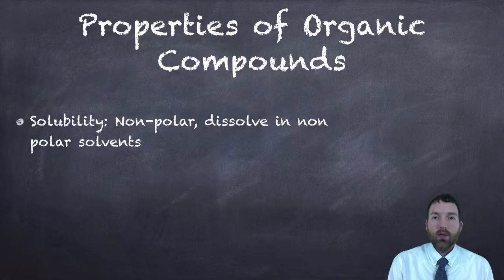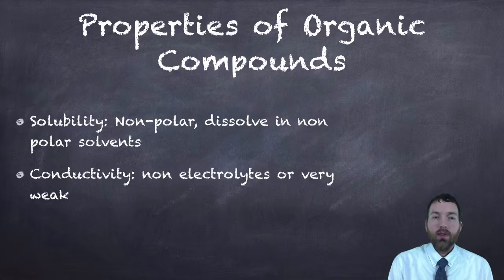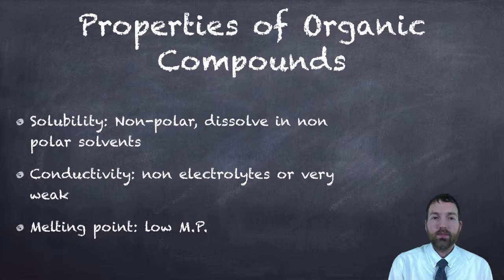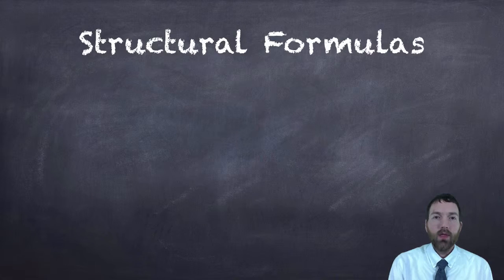When we look at solubility of organic molecules, they have the typical covalent properties, like they are nonpolar and they tend to dissolve in nonpolar solvents. When we look at their conductivity, they are usually non-electrolytes, which means they don't conduct electricity, but there are some examples of weak electrolytes. And their melting points are generally really low, which makes organic compounds typically liquids or gases at room temperature.